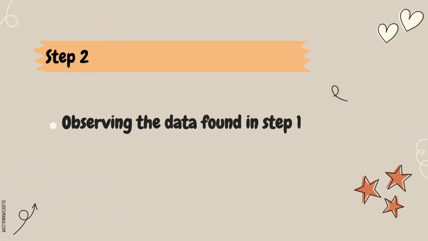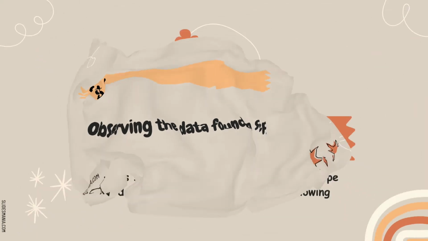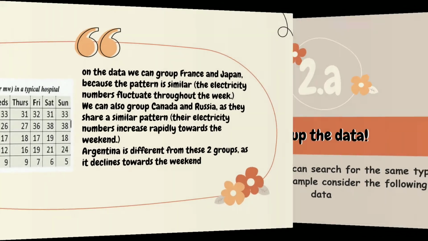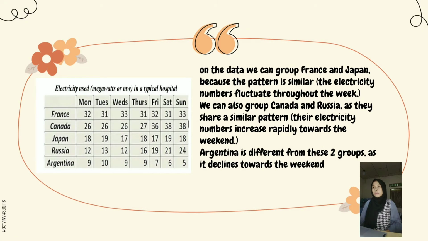Step 2. Observing the data found in Step 1. Step 2.A. Group the data. In this step, we can search for the same type of data. For example, consider the following data. On the data, we can group France and Japan because the pattern is similar.